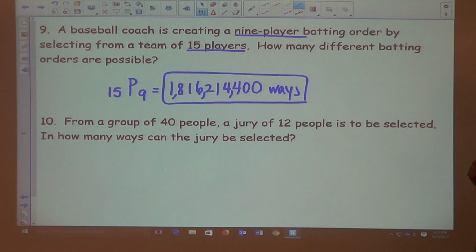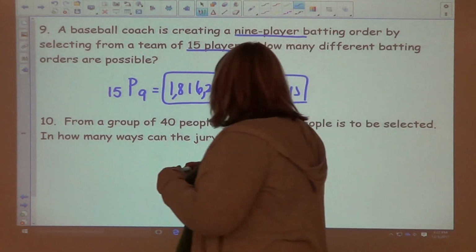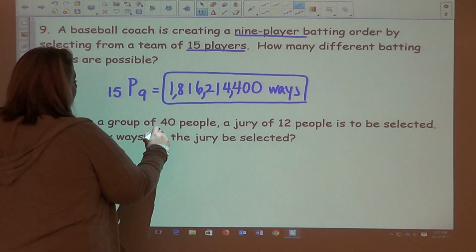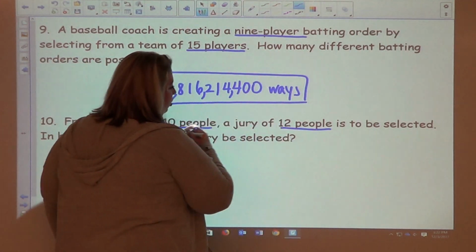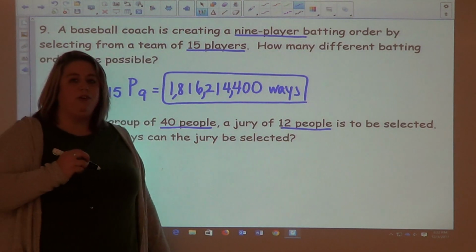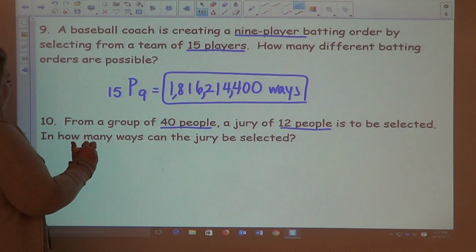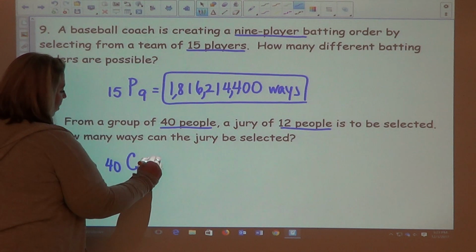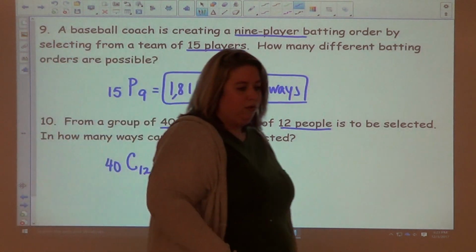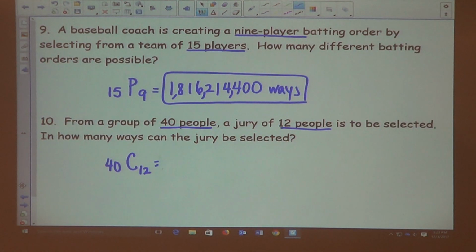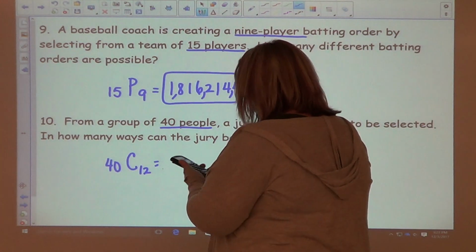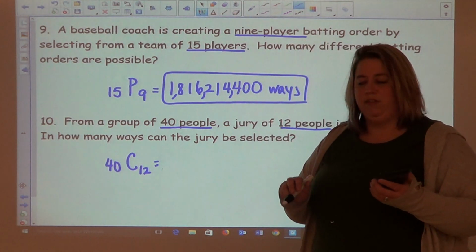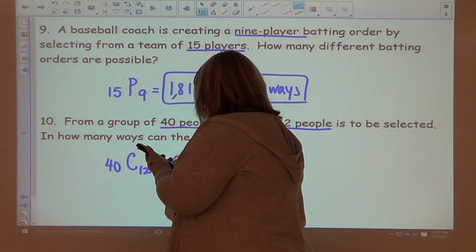The last one. From a group of 40 people, a jury of 12 people is to be selected. How many ways can the jury be selected? I have 40 people, 12 people on the jury. It doesn't matter who gets picked first for the jury, so this would be a combination. So this would be 40 nCr 12. This is going to be another big number. This is why I would rather use the button on the calculator than figure out all the factorials separately.